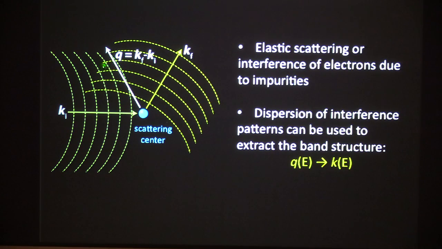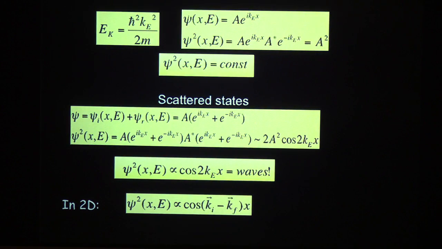The wavelength of the interference pattern is 1 divided by the difference between the initial and the final momenta of the two states. That's the wavelength. So if you could measure the wavelength, you would be able to measure this difference, and you know the energy because you set the bias voltage, and this is one way to get dispersion. In 1D, this is very simple to see.